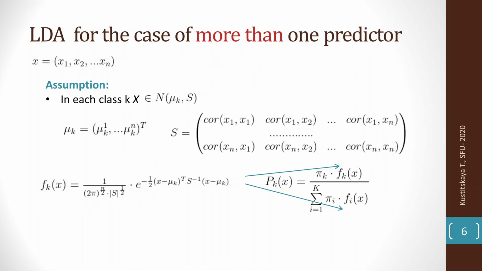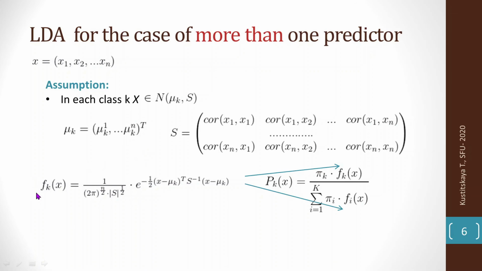Now we turn to the case when we have more than one predictor. Suppose that each object is described by n characteristics, the variables x1, ..., xn. These are our n predictors. Also, we set an assumption that in each class, our variable x is distributed normally. It has a multivariate normal distribution with the parameters μk and S. Here, μk is a class-specific mean vector, and the covariance matrix S is common for all the classes.